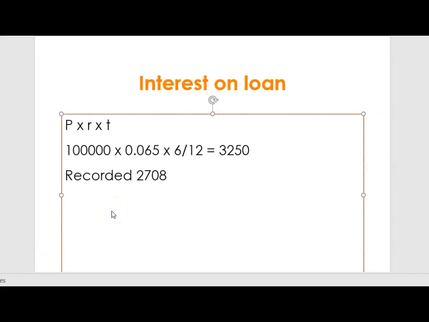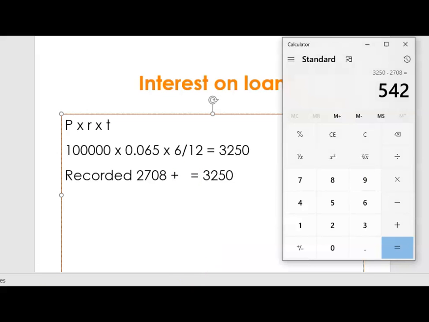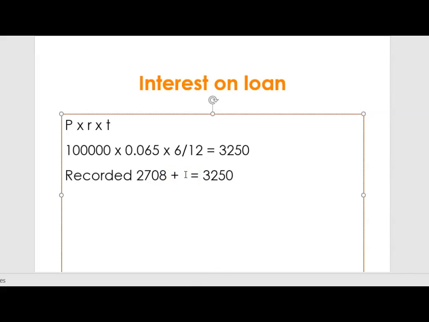Okay, now let's analyze. The interest on loan for the year should be 3250. But what you already recorded in the statement of profit or loss is 2708. So it's actually understated. You need to add an amount to become 3250, right? So what is the amount here? Again, go to your calculator and calculate them. Your calculator will show you the amount of 542. So 542 needs to be added up.